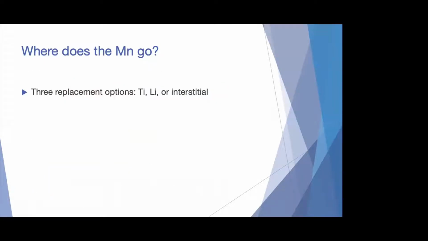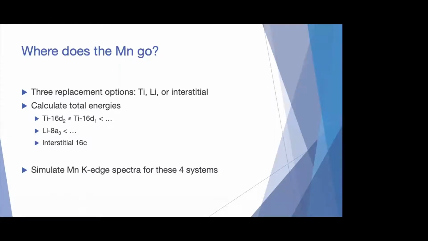And so with these three options, titanium, lithium, or interstitial, we first want to try and cut down the number of options of things to check, right? Because we'll end up trying to go from a spectrum back to the structure. And so the first step was to calculate the total energies of various manganese dopant sites. And within each class of dopant site, we can sort them by energy and find the most favorable sites. And that gets us down to these four options, since the titanium 16, D2, and D1 were fairly similar in energy. And so the next step was then to simulate the manganese K edge for these spectra.